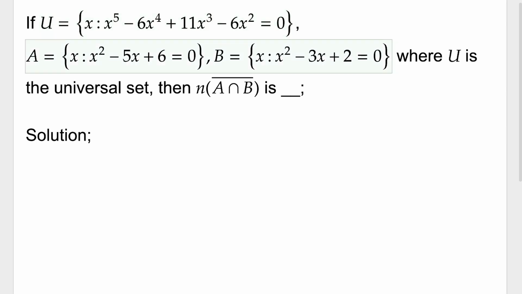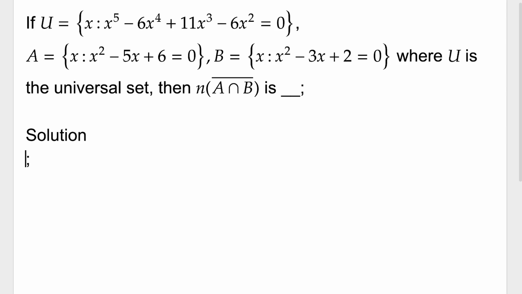So set A represents x, and this x must satisfy this particular equation, that is x square minus 5x plus 6 equals 0. Since it is a quadratic equation, we'll be getting two distinct values, and here set B is represented by x such that x square minus 3x plus 2 equals 0, and here this U is mentioned as the universal set. So if this is the universal set, then what will be the number of elements present in (A intersection B) whole complement? That is what the problem statement is asking for, right?